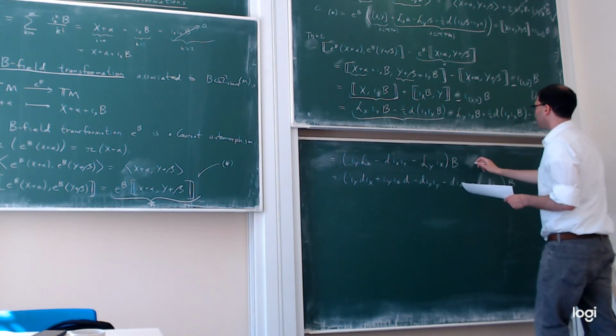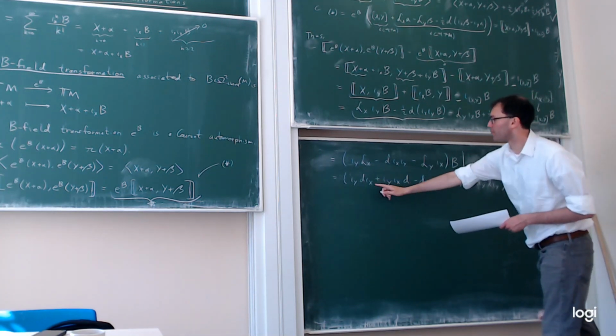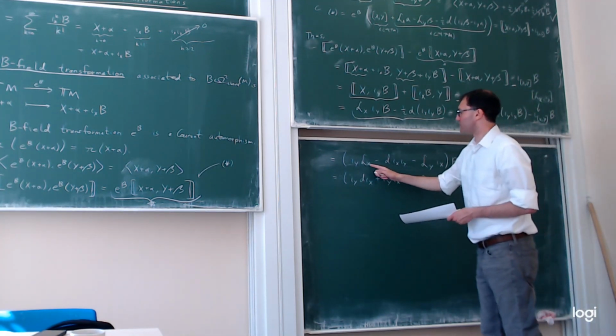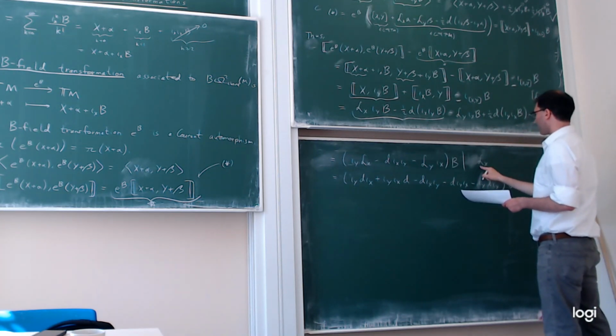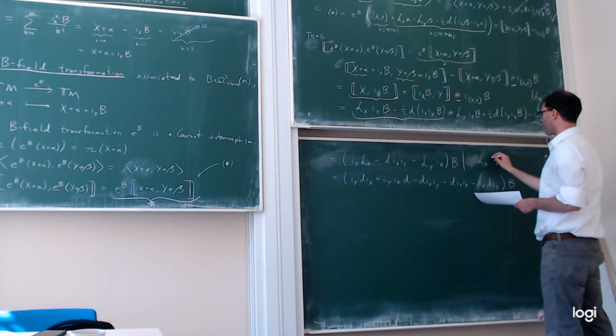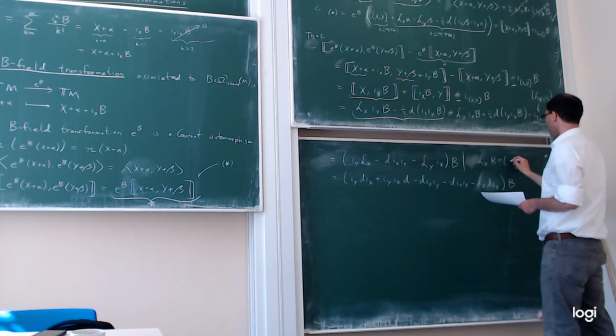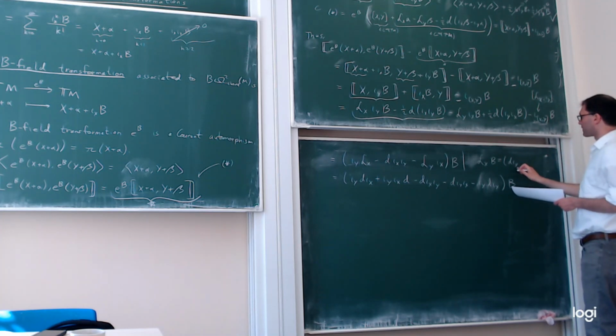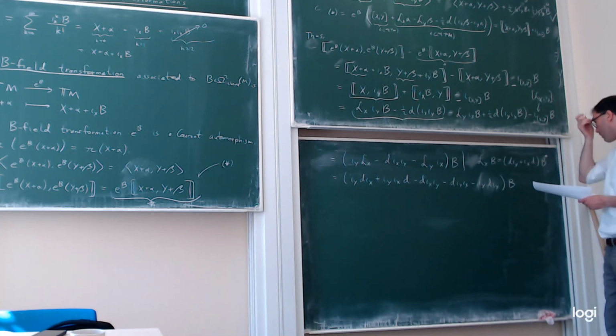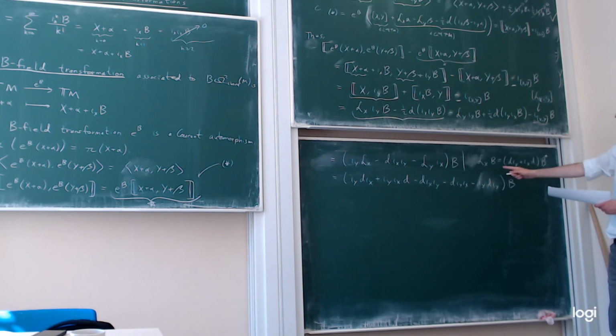Oh, and just to be explicit, the substitution that I used was that the Lie derivative along x of b is equal to the exterior derivative applied to the interior product of x and b, plus the interior product of x applied to the exterior derivative of b. And then the analogous formula in terms of y and b.